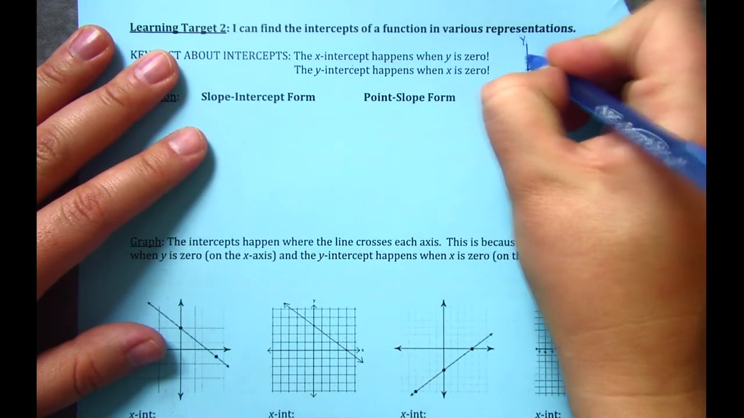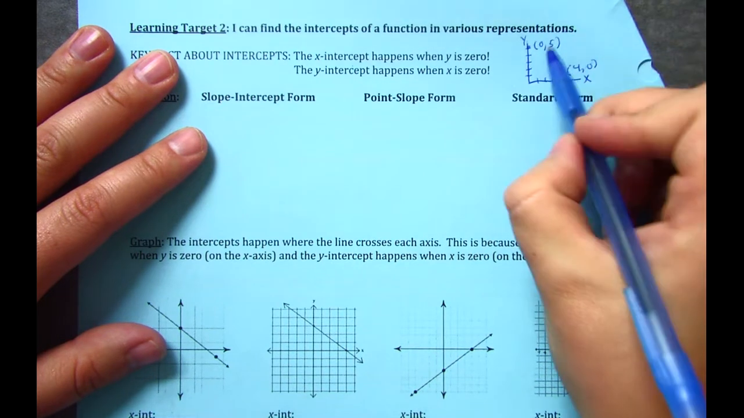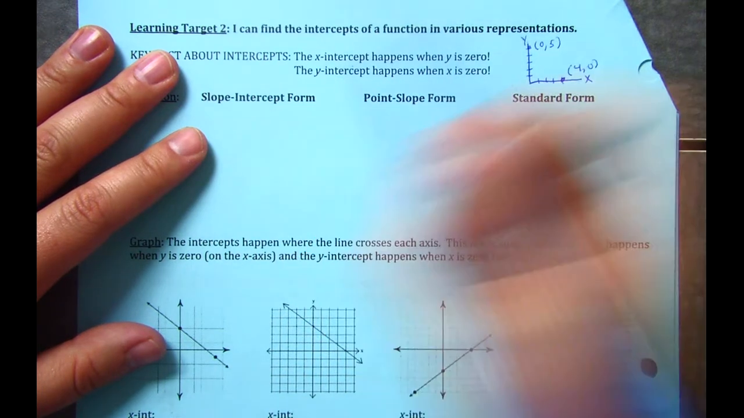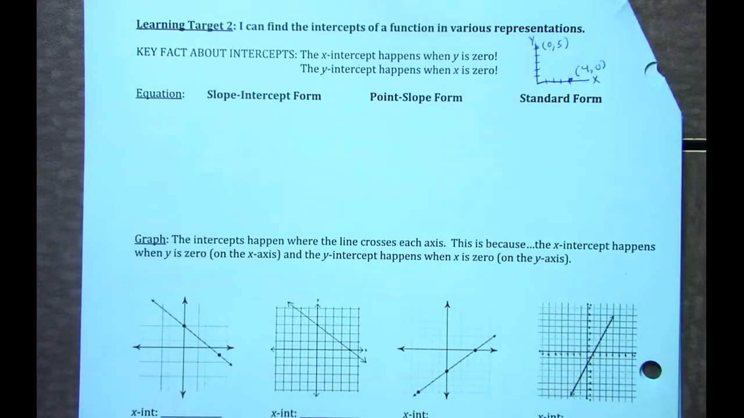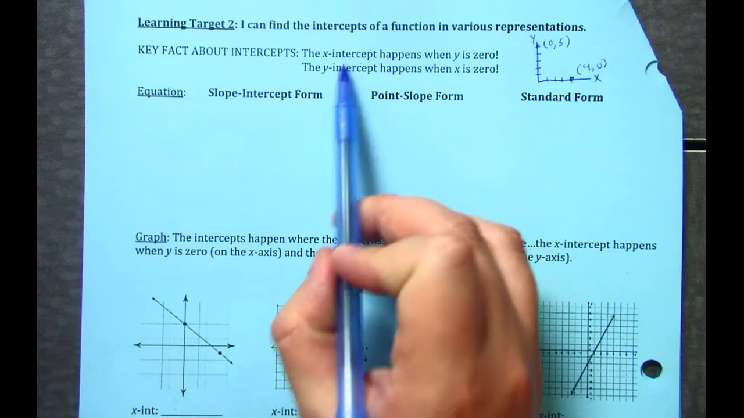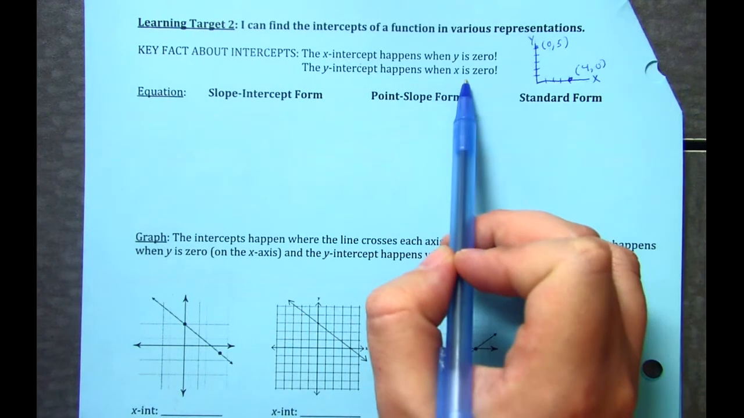Any point on the y-axis has an x-coordinate of 0. So the y-intercept happens when x is 0. So in each type of function, we're looking at what happens to the function when each of the values is 0. The x-intercept happens when y is 0, and the y-intercept happens when x is 0.